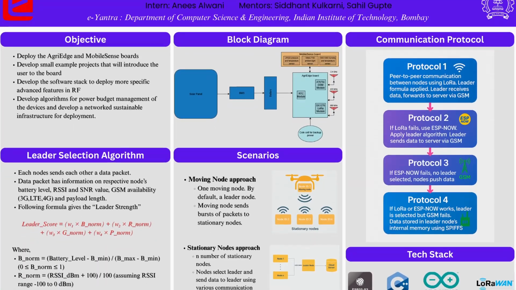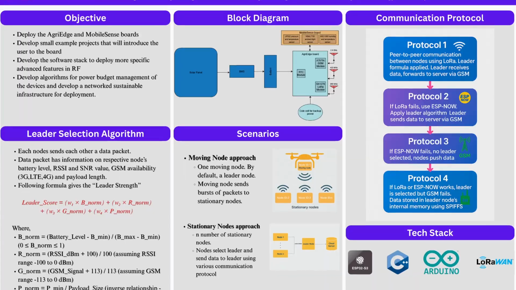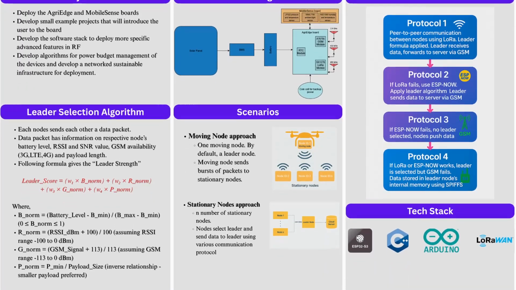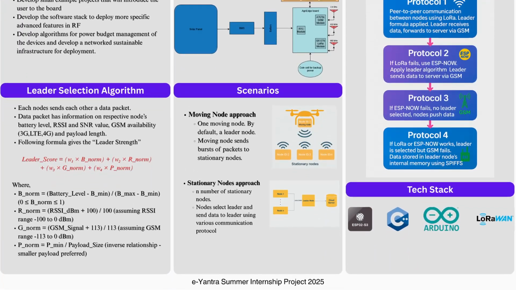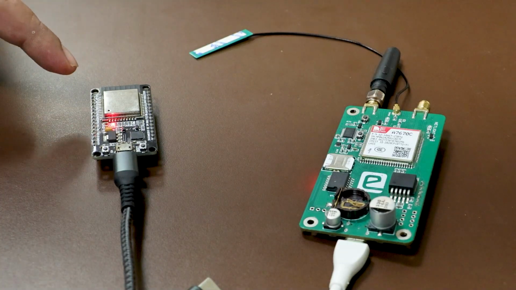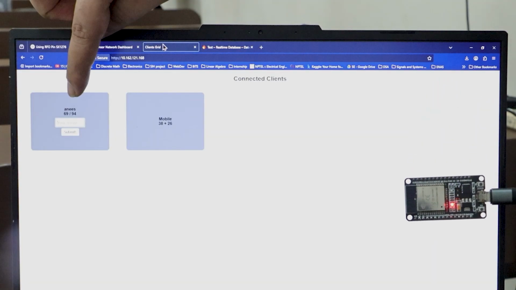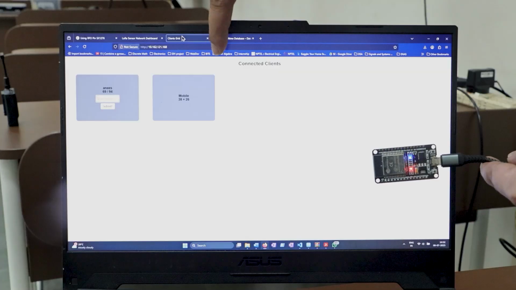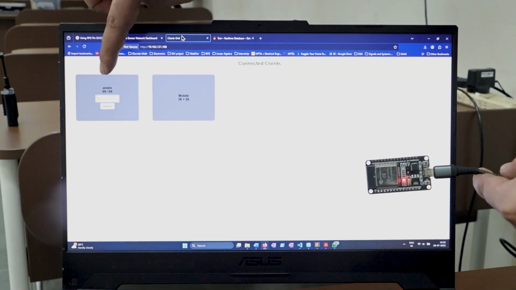The basic application of our project is to create a low-powered wireless area network where farmers can monitor their fields remotely. In the first week, we started with deploying a basic asynchronous server on an ESP32. There is a particular box here which denotes the active client on this laptop, which is named Anis.